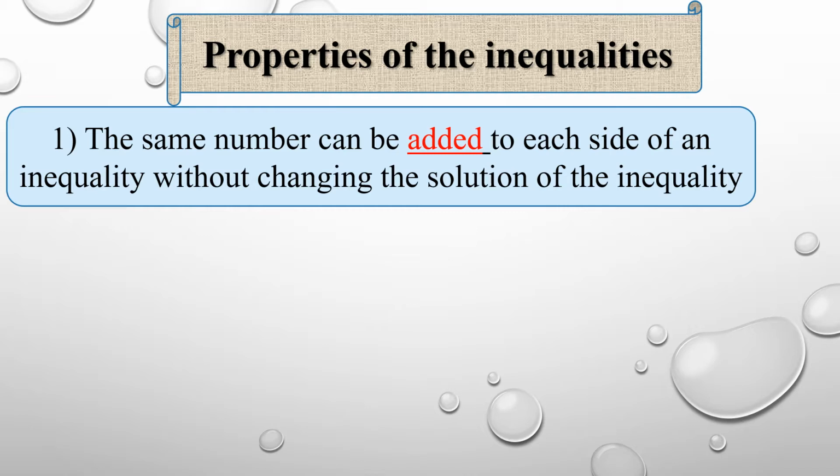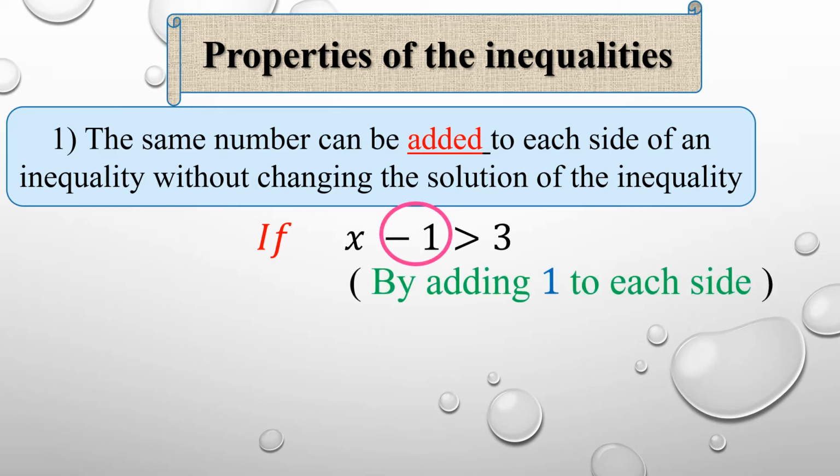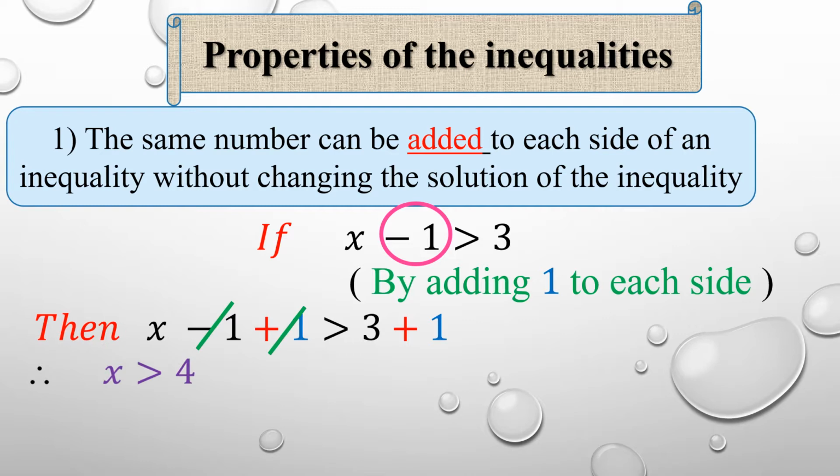For example, if x minus 1 is bigger than 3, here we can get rid of what? Negative 1, or minus 1. How? To add 1 to each side. So I add 1 to each side. So x minus 1 plus 1 bigger than 3 plus 1. So we can cancel 1 and negative 1. Then this term will be x bigger than, the next term is 4.